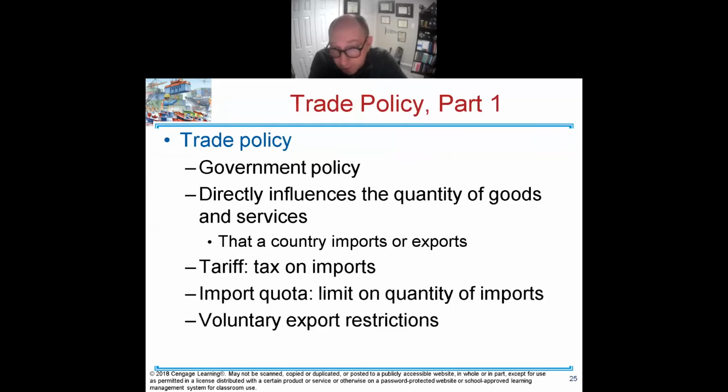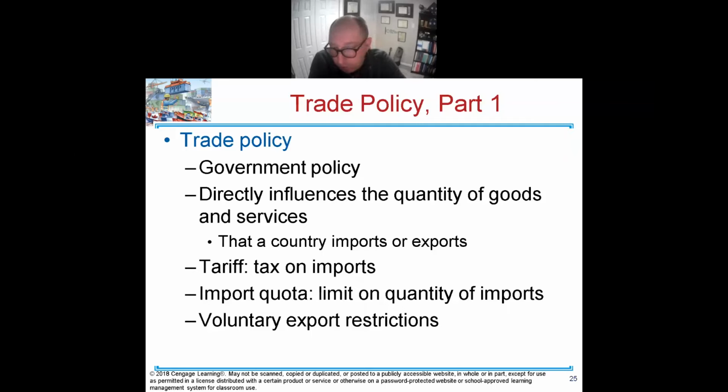Governments typically set trade policies. This is where tariffs and quotas come into play. Government policy dictates the amount of goods and services flowing into and out of the country. We have tariffs and quotas that get put on these products and services. A tariff is simply a tax on the import. So if I buy a vehicle from Japan that's made in Japan, I will pay a tariff on it. It's an extra tax because I'm importing it.